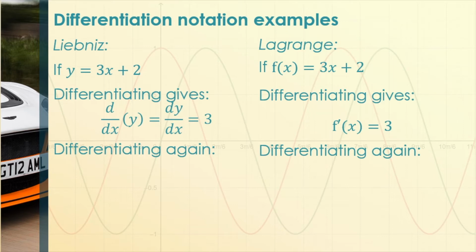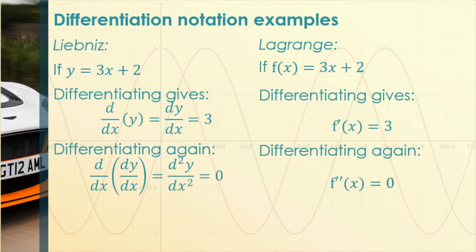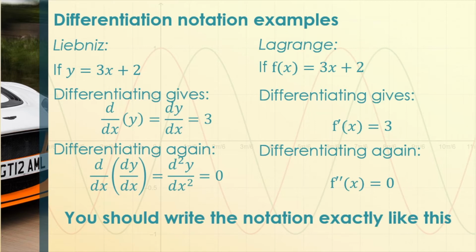If we differentiate again, you will note that the Leibniz notation was still applying a d by dx to our dy by dx already. So therefore, we'll get d squared y by dx squared. In this case, this will equal 0. With Lagrange notation, we just add another apostrophe. So it just becomes f dash dash or f double dash of x. In this case, again, it equals 0. You should write out the notation exactly like this.